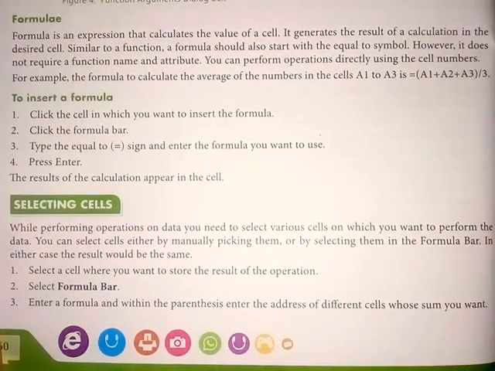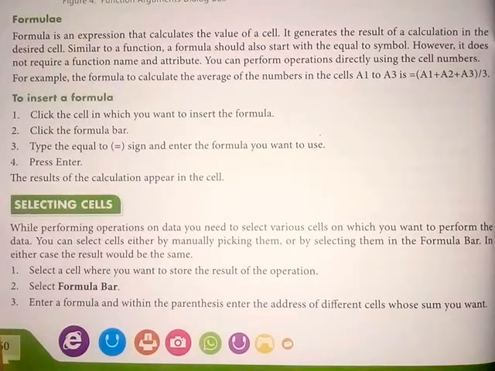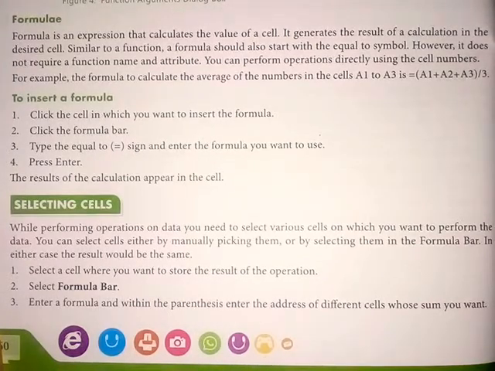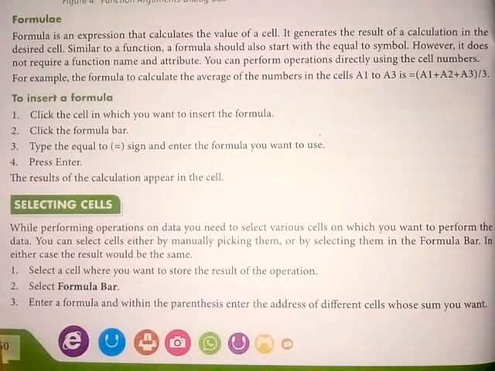Formula. Formula is an expression that calculates the value of a cell. It generates the result of a calculation in the desired cell. Similar to a function, a formula should also start with the equal to symbol. However, it does not require a function name and attribute. You can also perform operations directly using the cell numbers. For example, the formula to calculate the average of the numbers in the cells A1 to A3 is equal to (A1+A2+A3)/3.